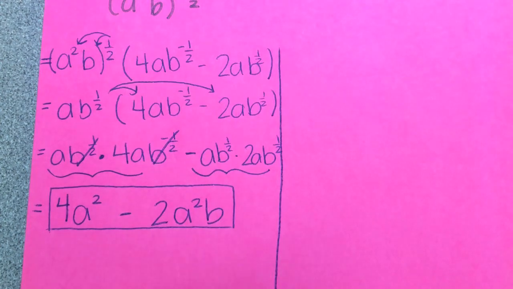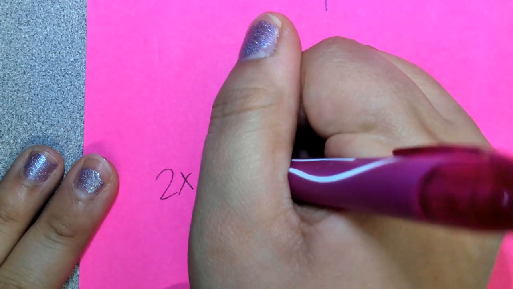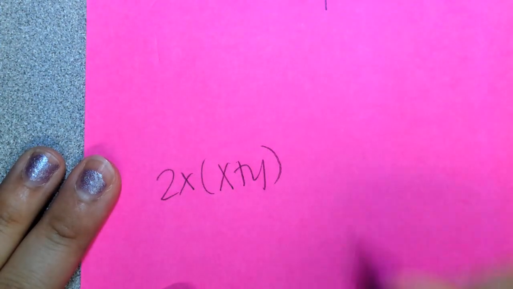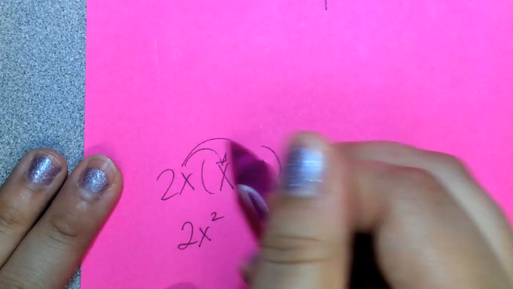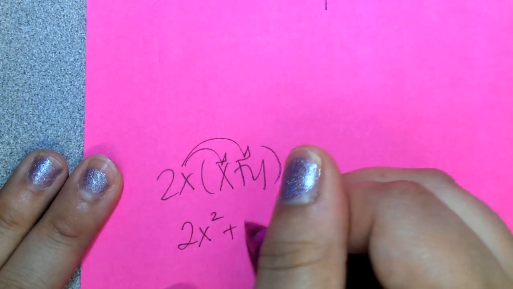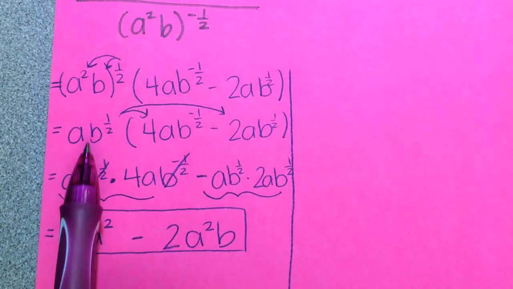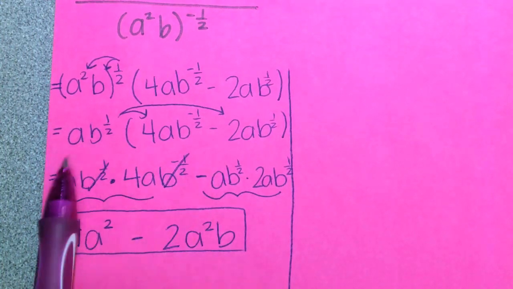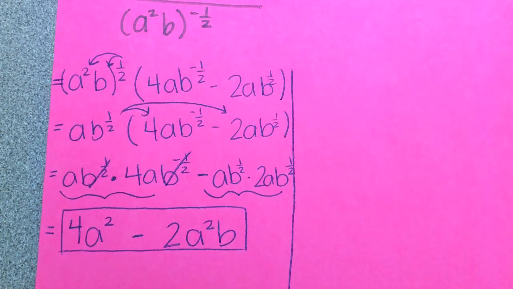Just like if I would have had 2x times x plus y, I would distribute this right here, and I would get 2x squared, and then I'd distribute it right there, and then 2xy. Does that make sense? Yeah. So it's like a term out front. I'm multiplying by both of them. Yep, good question. What else?